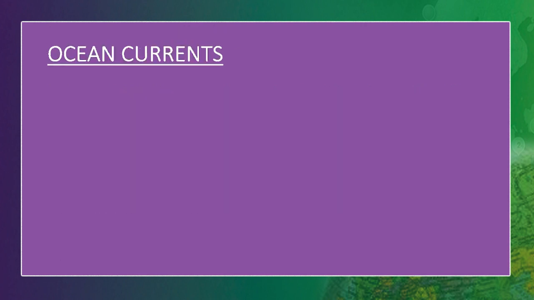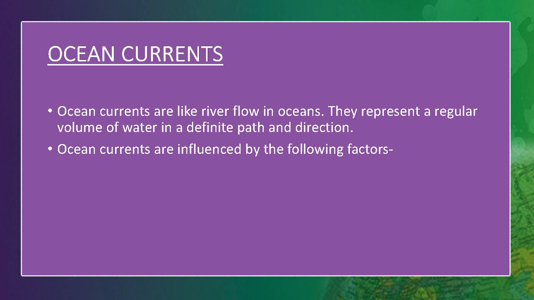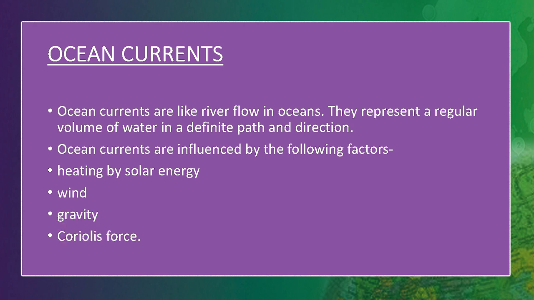Now we will talk about ocean currents. Ocean currents are like river flow in the oceans. They represent a regular volume of water moving in a definite path and direction. Ocean currents are influenced by the following factors. Number 1, heating by solar energy. Next is wind, gravity, Coriolis force, etc.